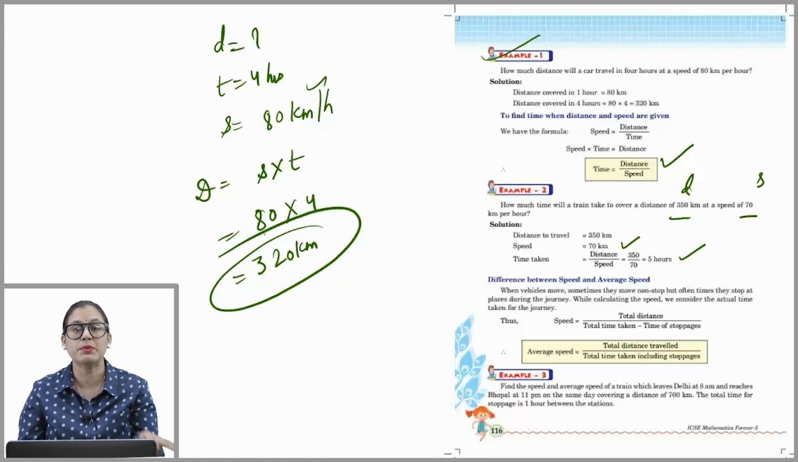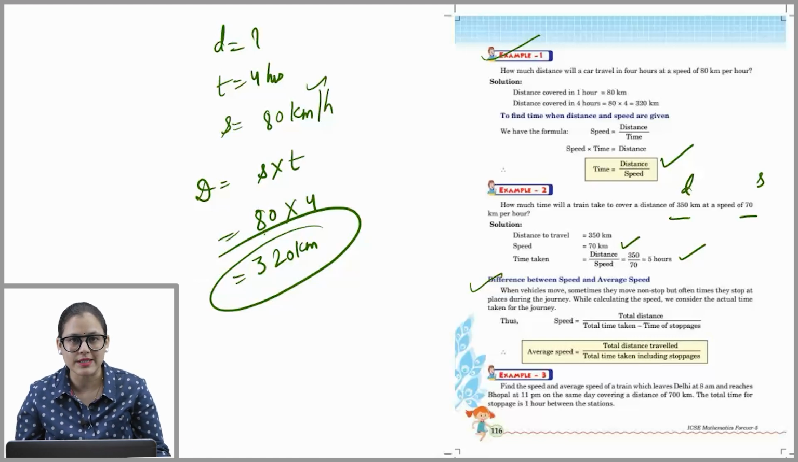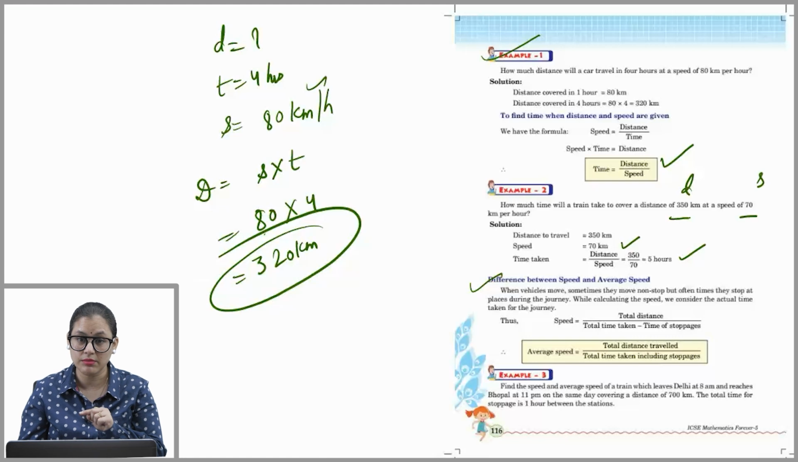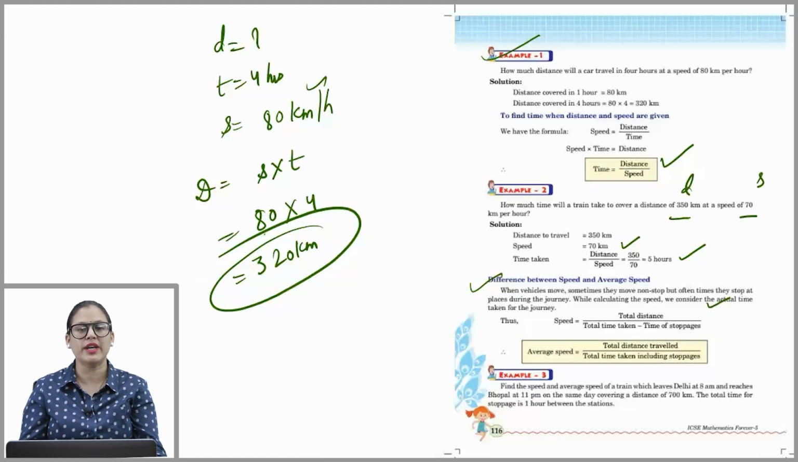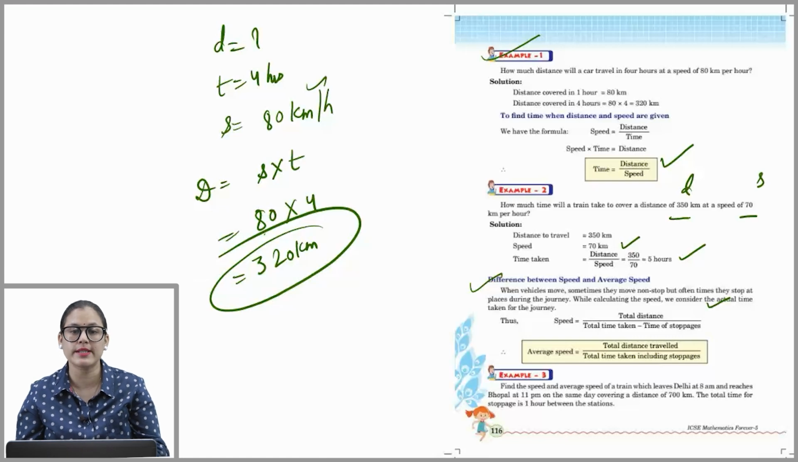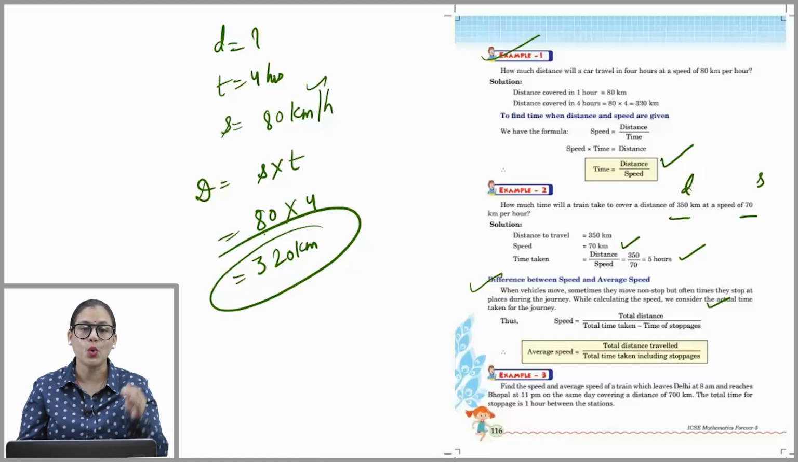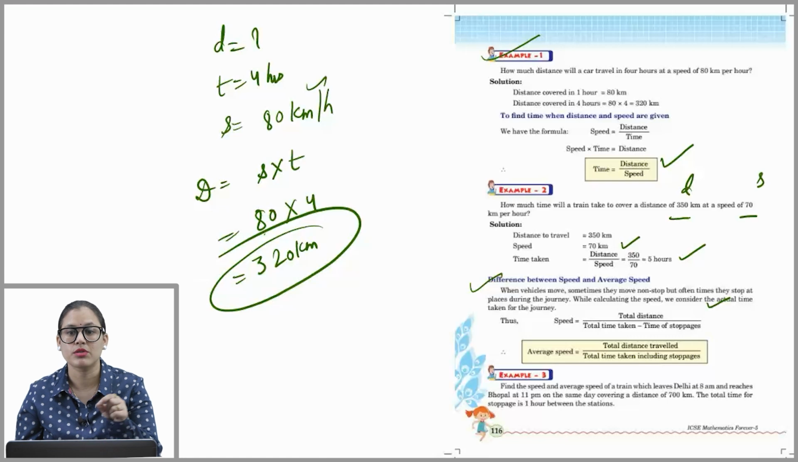Now, the difference between speed and average speed. When vehicles move, sometimes they move non-stop, but oftentimes they stop at places during the journey. While calculating the speed, we consider the actual time taken for the journey. Thus, speed is equal to total distance upon total time taken minus time of stoppages. And for average speed, it is total distance traveled upon total time taken including stoppages.